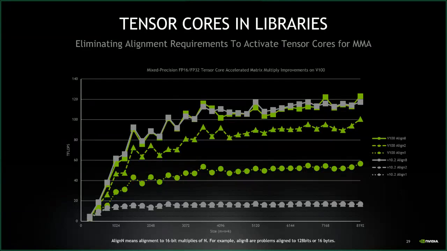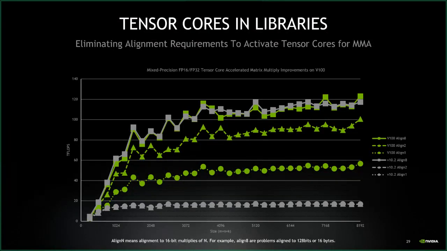Align 1 and Align 2 did not meet the requirements of the old cuBLAS, and so you can see that their performance is on the bottom line of this chart. Align 8 does meet those requirements, and you can see that it's doing very nicely, peaking at around 122 or 123 teraflops of performance for FP16.